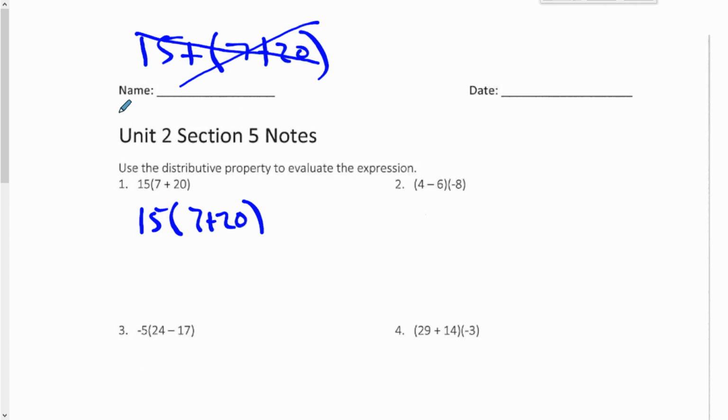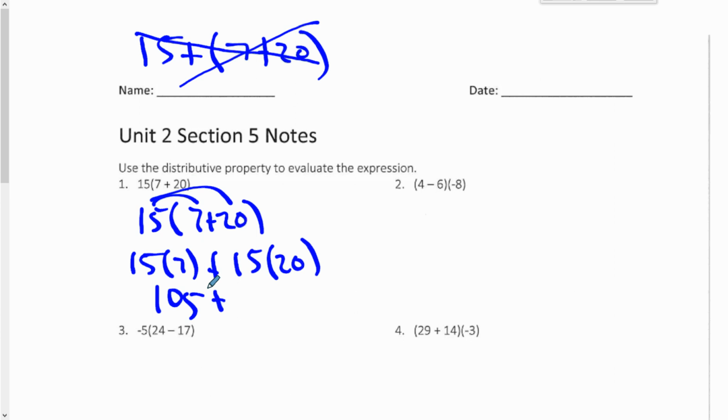To do the distributive property, we're going to distribute this number in front to the two numbers that are inside. So we'll do 15 times 7 plus 15 times 20. We're distributing it to both numbers inside the parentheses. 15 times 7 is 105. 15 times 20 is 300. When you add those together, you get 405.